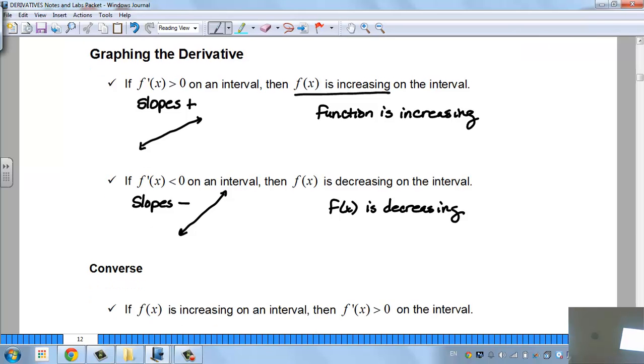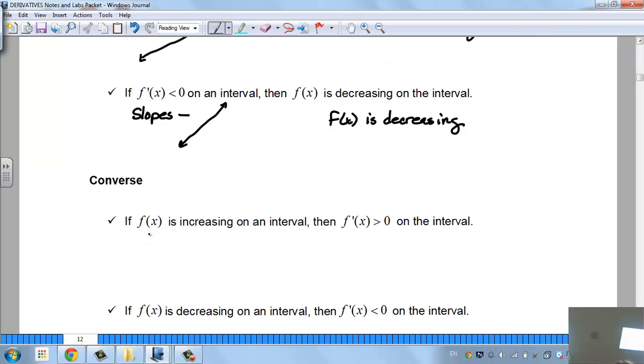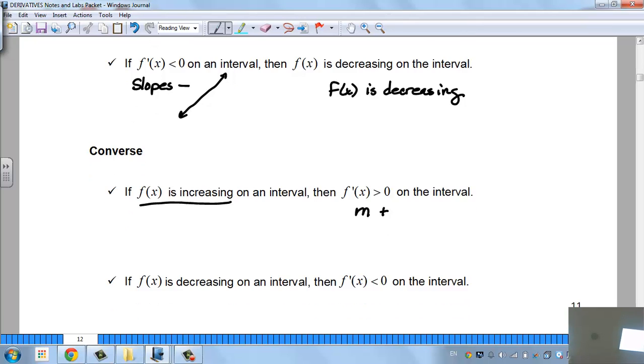The other way to look at it is the converse. If your function is increasing, then I know all my slopes are positive, or my derivative is greater than 0. So this shows my slopes are positive. Here, if my original function f of x is decreasing, then all my slopes are negative, or my derivative is less than 0. So this is an introduction of the derivative function.